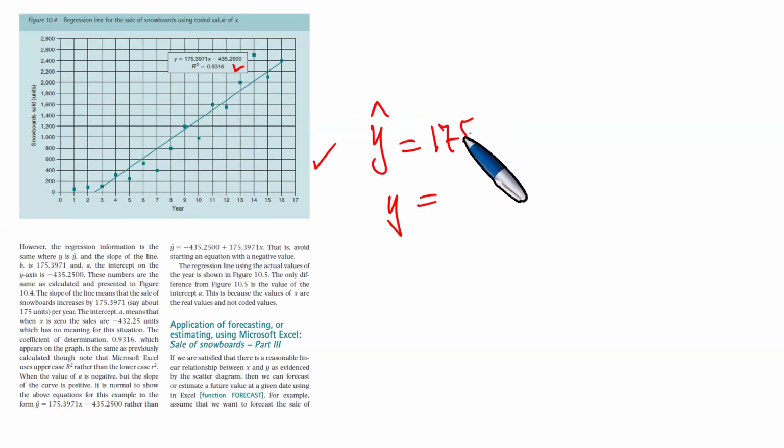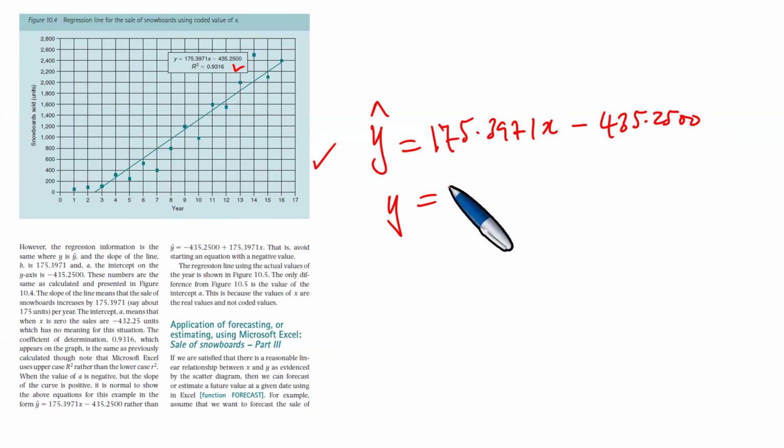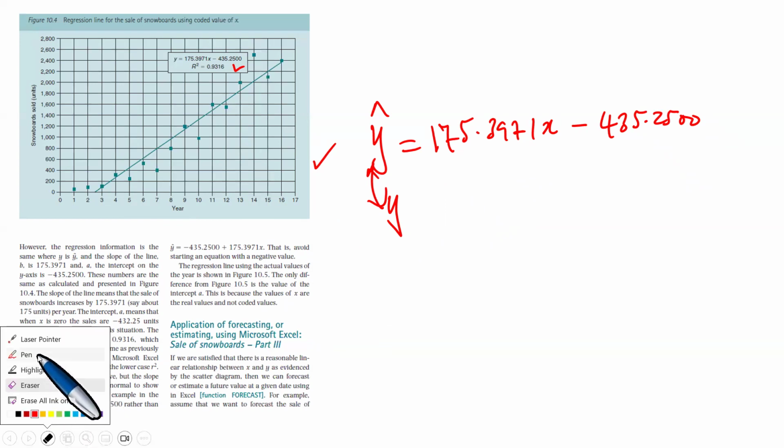The slope of the line means that the sale of the snowboards increases. Now this is very important. It is just a discussion on what this equation means. If you are to write this, y is the same as y hat, we're writing it in the Excel format: 175.3971x minus 435.2500. We can do it like that, but I said already y and y hat are the same. It's useful for forecasting or as a prediction.